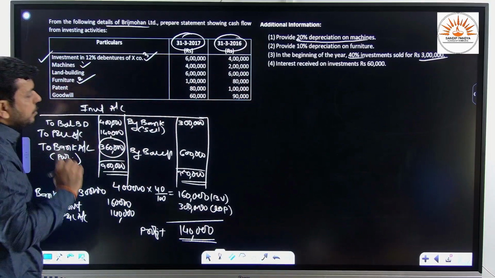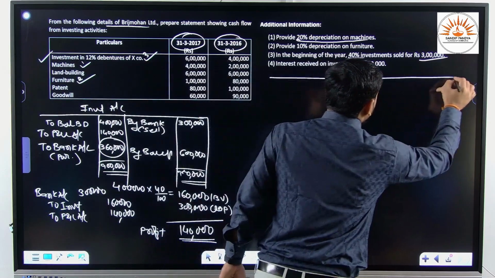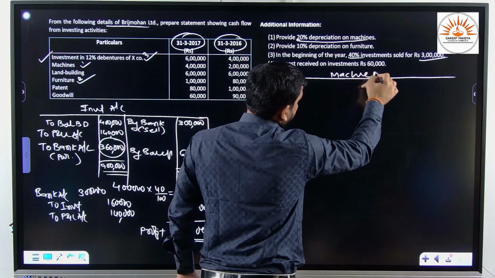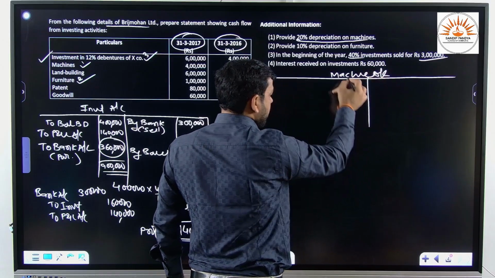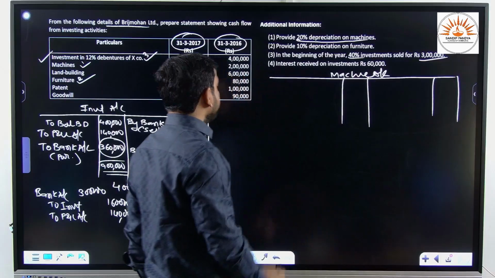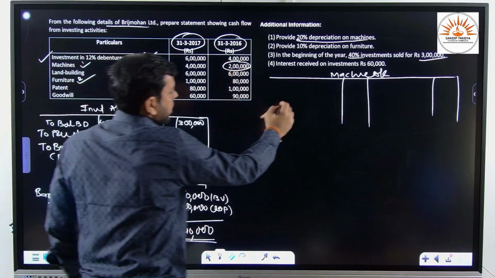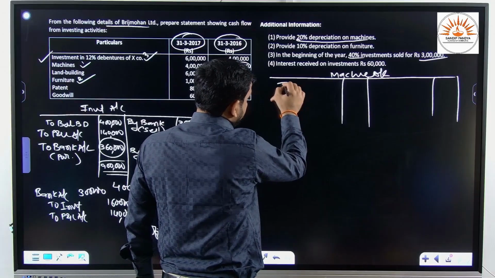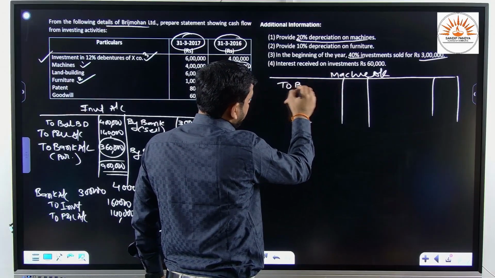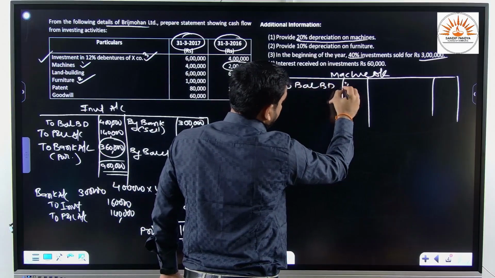That is machine account. Are we given any additional information for machine? Yes. So let me prepare the machine account. Here it is a machine account where we shall write debit balance and credit balance. One by one, as we know, machine account has an opening balance of rupees 2 lakhs. Machine is our asset account, so the opening balance will always be written on the debit side. So we shall write to balance brought down, which is 2 lakhs.